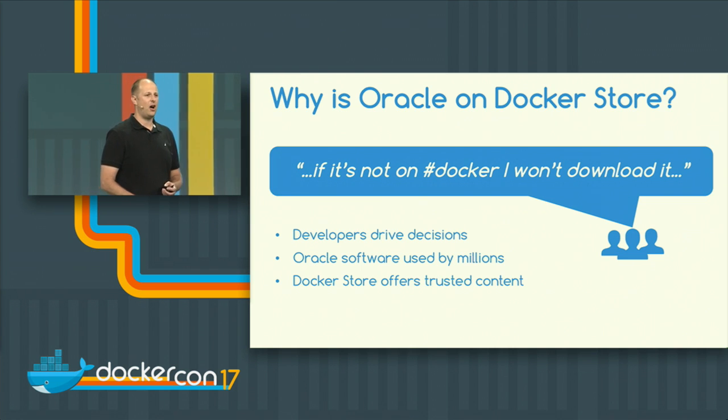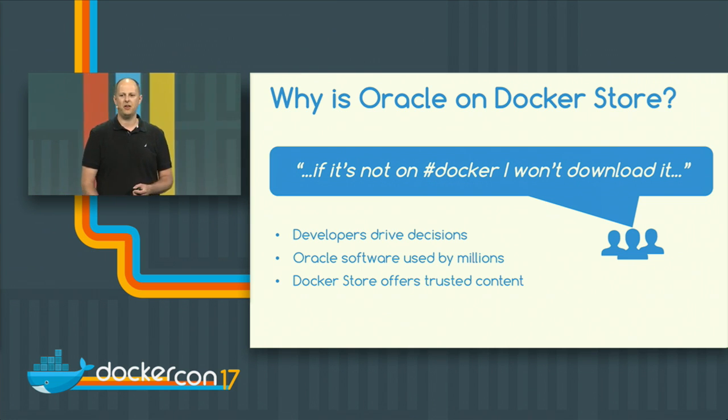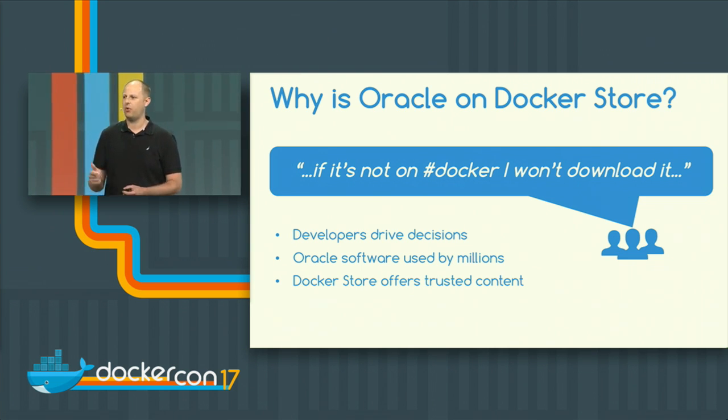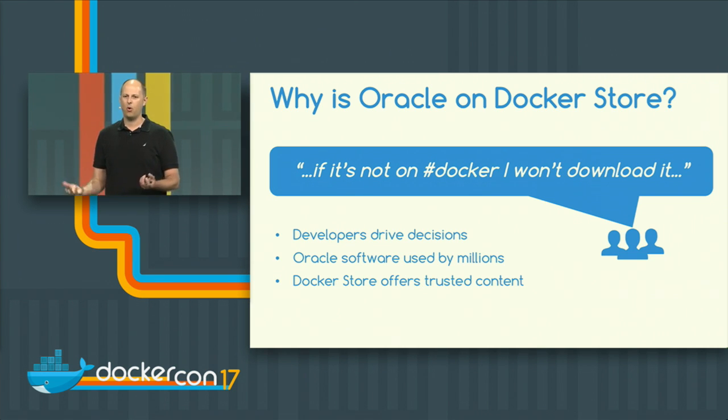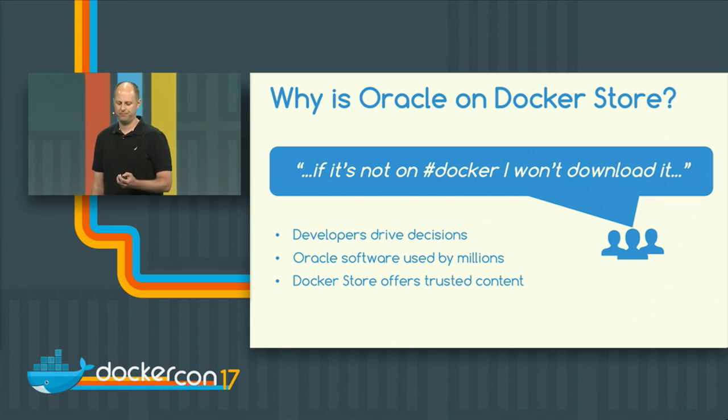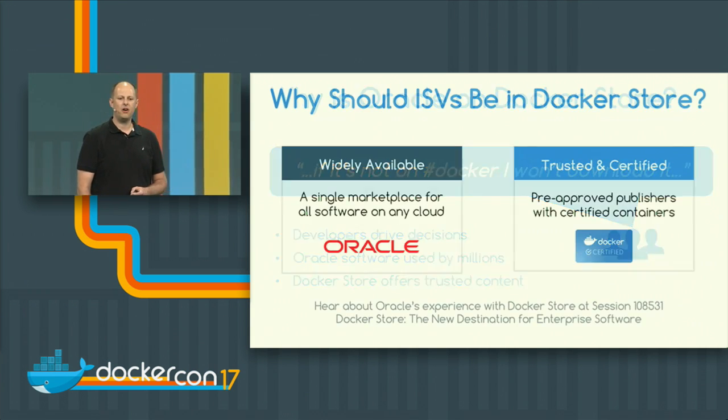Developers have decided on Docker, right? Docker is now the standard. It's how people consume apps. It's how they deploy apps, how you build, test, package apps. So it's great. Oracle wants to Dockerize. We want our software to be used by lots of people. We Dockerized. Why do we go to the Docker store?